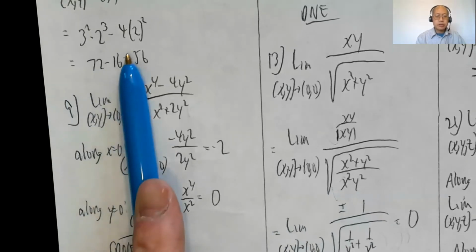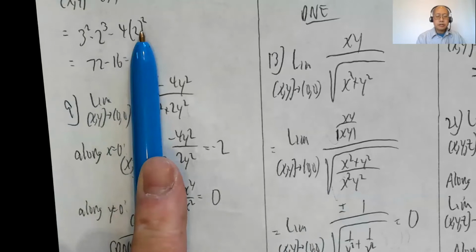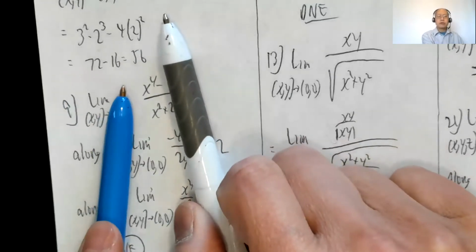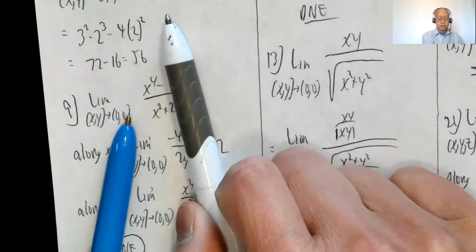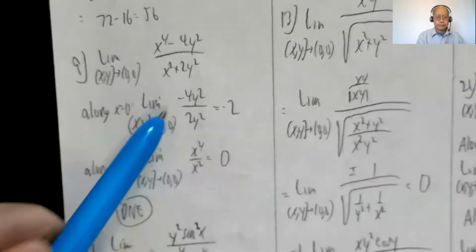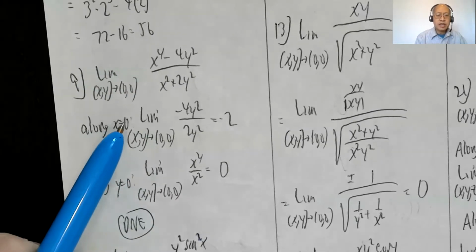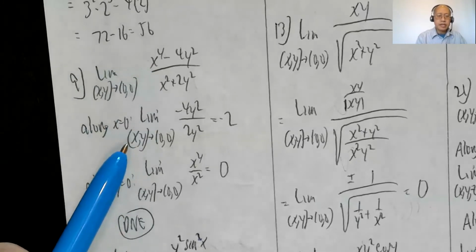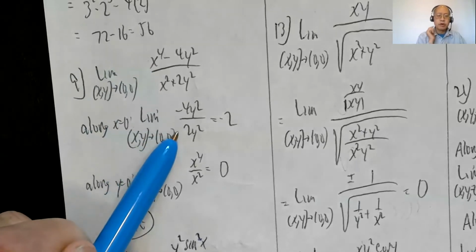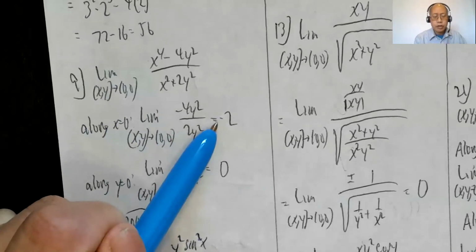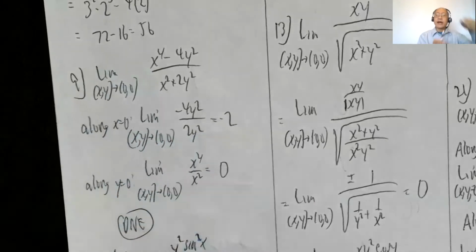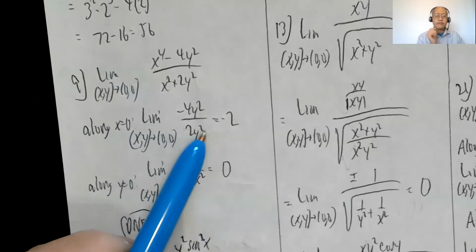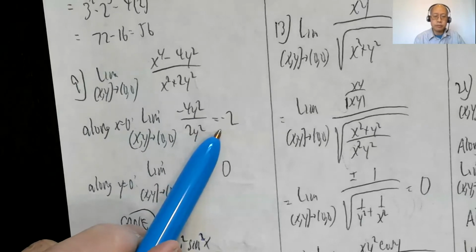If I let x equal 0, then it looks like I get -2. If I try y equals 0, I get x squared, and that limit would be 0. So if I go along x equals 0, that means put a 0 here and a 0 here, then the limit as (x, y) approaches (0, 0) is -4y squared over 2y squared, which is -2. Remember, x equals 0 means the y-axis. If I come along the y-axis as I approach the origin, the z values are at -2.